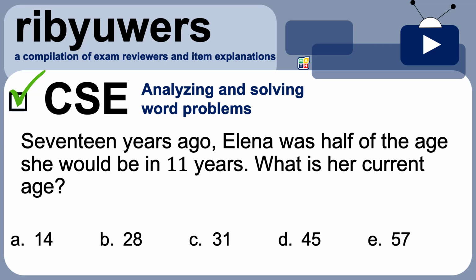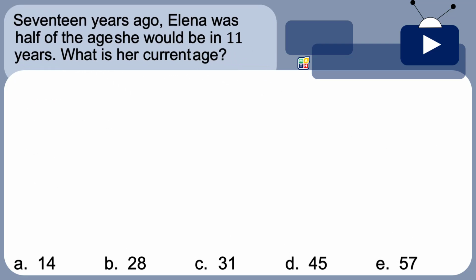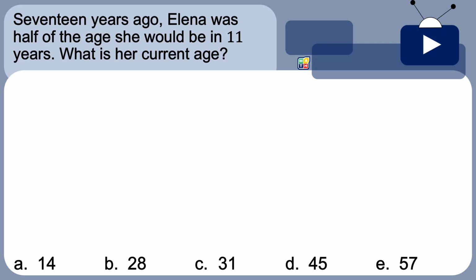So this is an example of an age problem. 17 years ago, Elena was half of the age she would be in 11 years. What is her current age? A, 14 years old. B, 28 years old. C, 31 years old. D, 45 years old. Or letter E, 57 years old. Take note that our options are all in years.